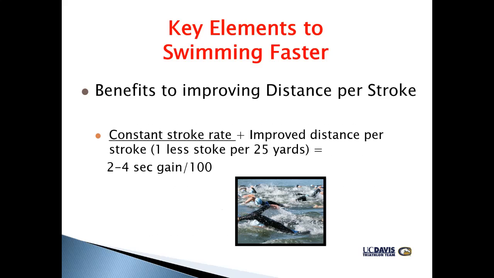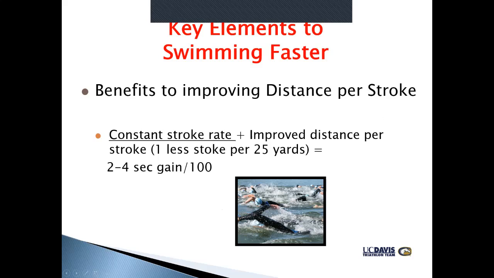Okay, so we've talked about all this information. We've talked about distance per stroke, how it relates to stroke rate, the things that you can do to change your distance per stroke mechanically. But when you've done all that and you begin to make improvements, what are some of the gains that you might expect? And obviously it's going to vary with everybody, but just keep this in mind through a lot of research that's been done by various organizations.